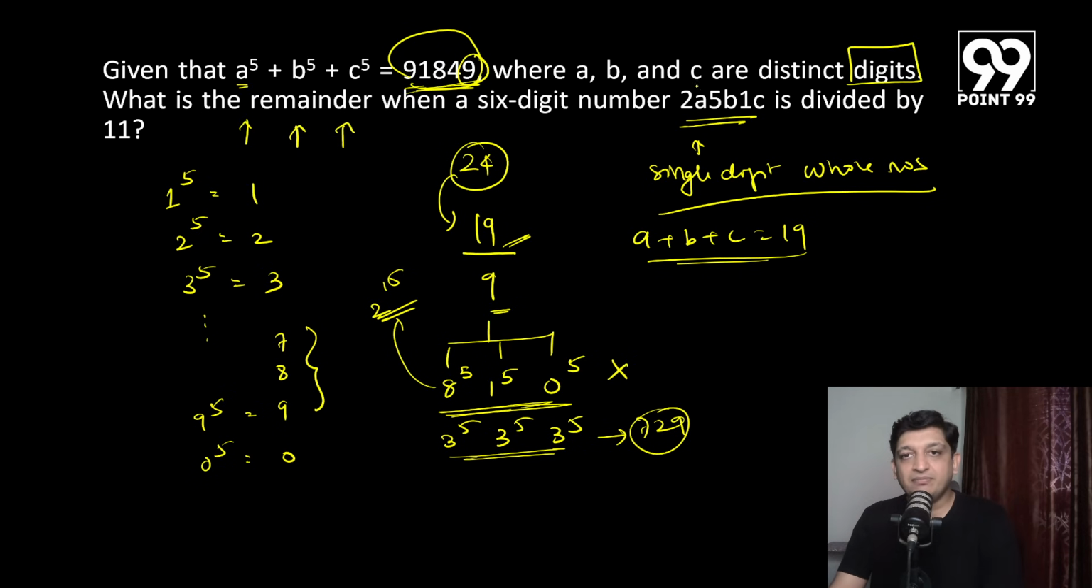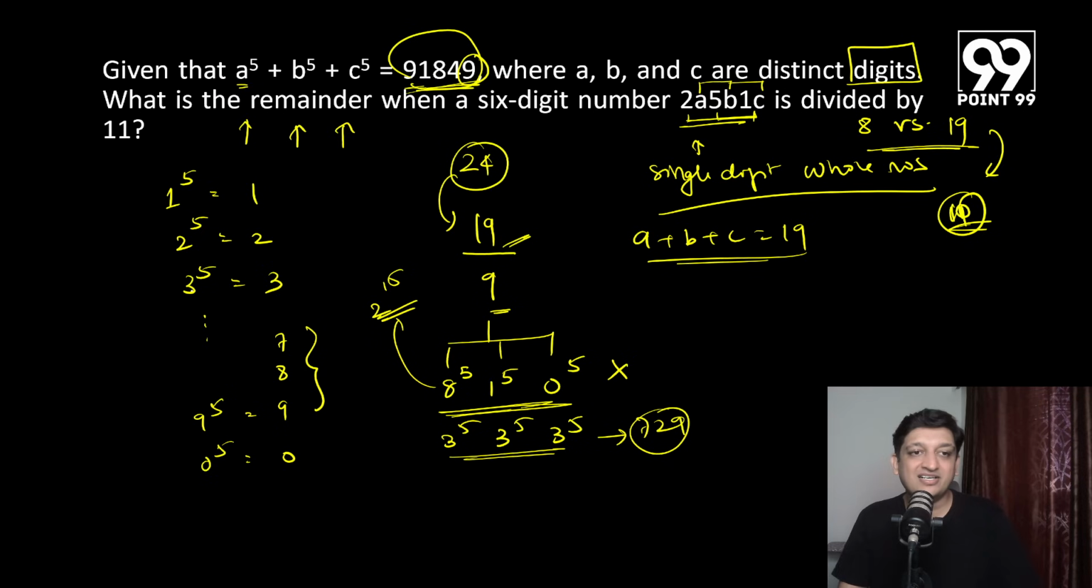Now if you look at this number and divide it by 11, you are supposed to look at the sum of the odd placed digits and the even placed digits. The sum of the odd placed digits is 2 plus 5 plus 1, that is 8. And the sum of the even placed digits is a plus b plus c. By happenstance, it is 19. What is the difference between these two? 11, which is divisible by 11.